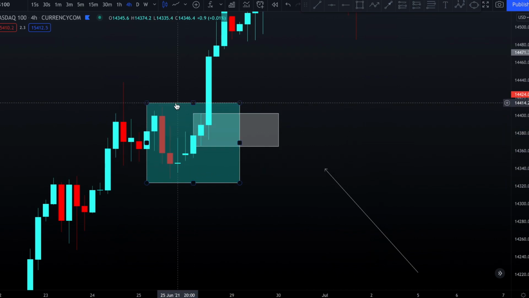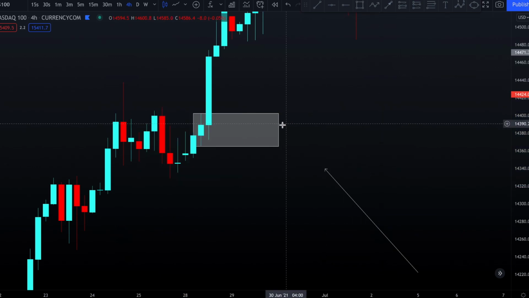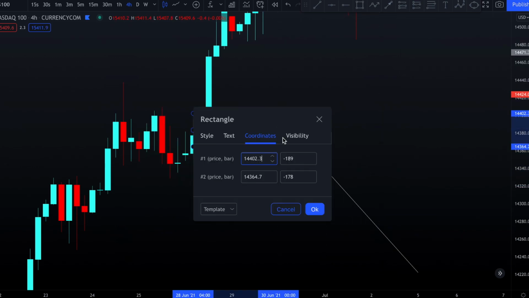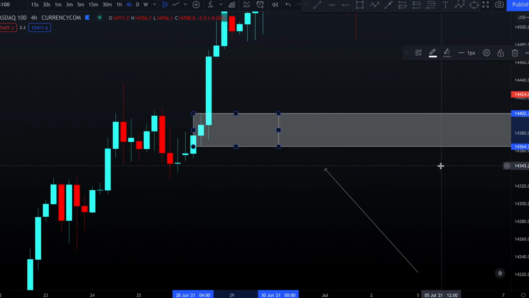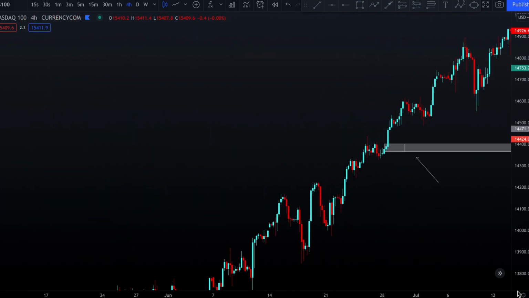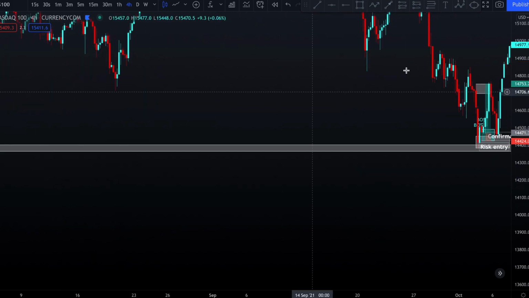Let's go and draw this order block in. Cool. Now let's just extend this to the right and see how our price reacted off of this area. Look at that.